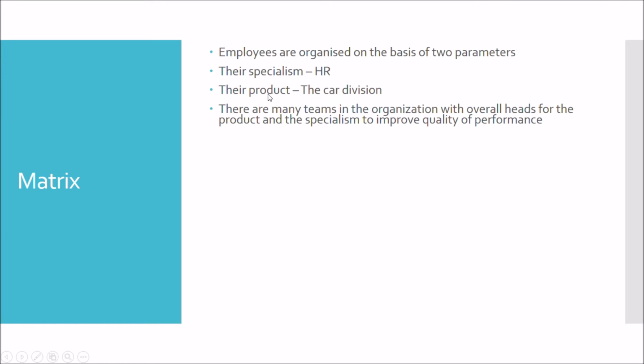And these two parameters also have heads. So there would be a head of HR who would parcel out all of their staff members into these various different teams. There would be a head of production, let's say, who would parcel out all their staff members amongst all the car division and so on, in different products.